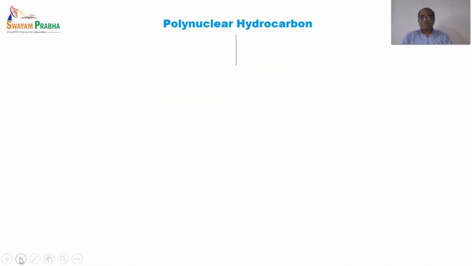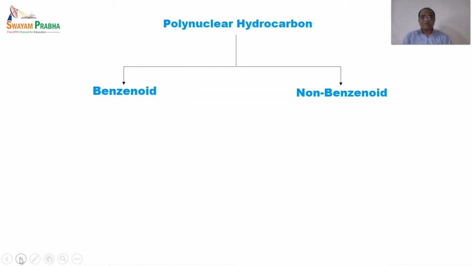Now we'll see the classification of polynuclear hydrocarbons. The first one is benzenoid, and distinguishing to it, there is non-benzenoid. Benzenoid, as the name itself indicates, may have a benzene aromatic ring, and non-benzenoid does not have a benzene structure. Though it does not have a benzene structure, it is aromatic, because all the carbons are sp2 hybridized, they are planar, and the number of pi electrons is 10 in the case of azulene, so it is an aromatic structure.